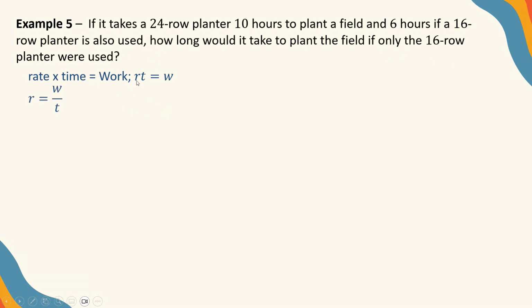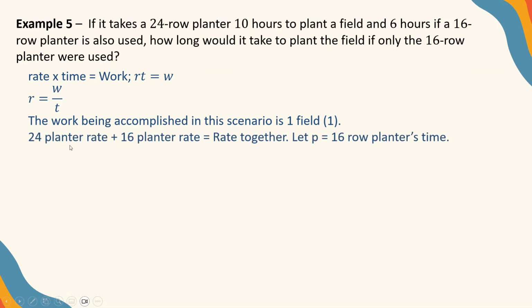And so if we wanted to solve that for rate, since that's what we're talking in terms of in this word problem, rate equals your work divided by time. The work being accomplished in this scenario is one field, so we'll use 1. The 24 planter rate plus the 16 planter rate equals their rate together. So we're going to use P, the unknown, to represent how long it would take the 16-row planter to do it on its own. So the 24-row planter, one field in 10 hours plus one field in an unknown amount of hours equals one field in 6 hours.